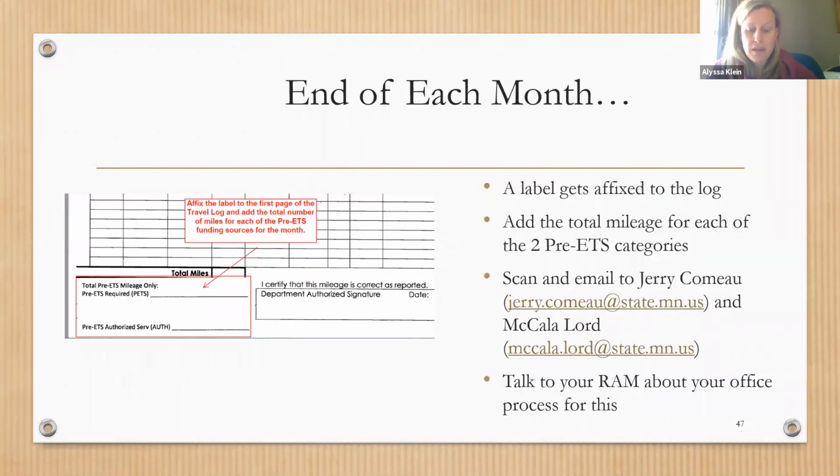And then at the end of each month, a label needs to be affixed to the travel log, which allows you to enter the total mileage for each of those two Pre-ETS categories. And then everything else is just charged to VR Basic. These logs must be scanned and then emailed to the two folks, Jerry and Michaela, that are listed here. You may not have to worry about this information on the slide if somebody else in your office takes care of that, but somebody needs to for each team. So ask your RAM about your office process for this.